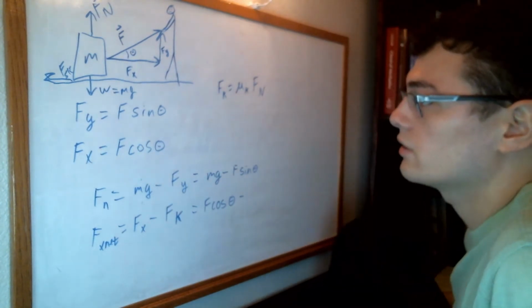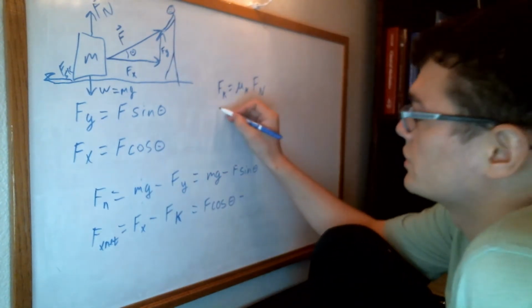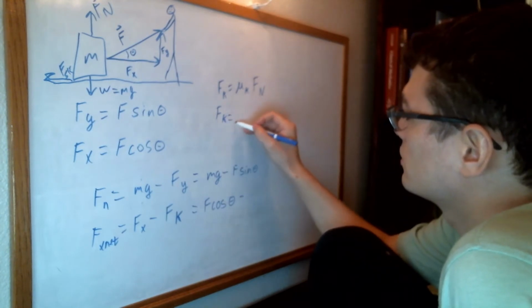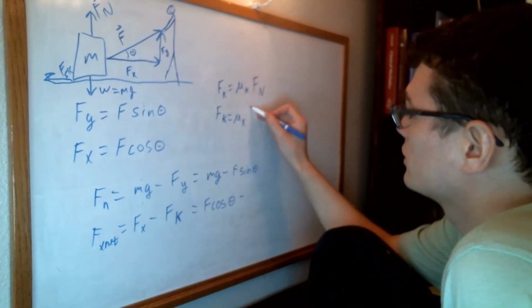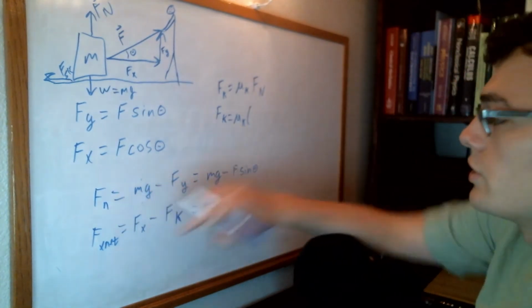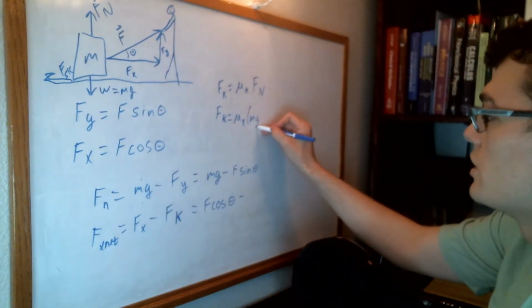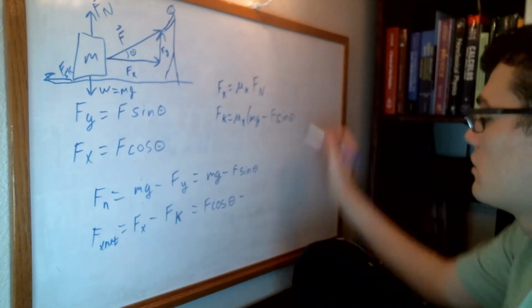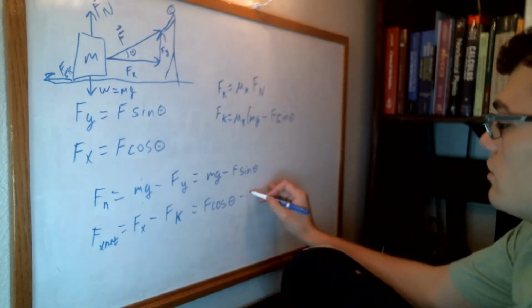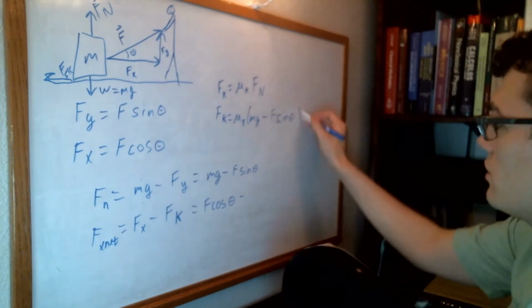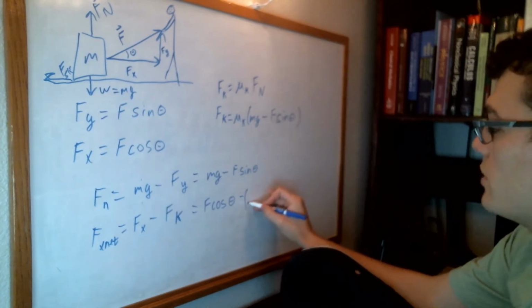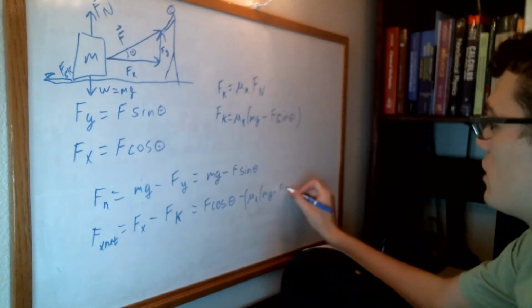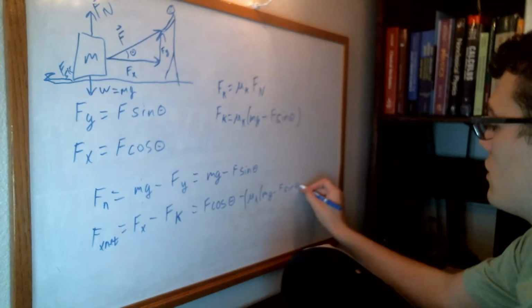And so then this frictional force is denoted here. So Fk is going to be equal to mu of k times Fn. Well, we already determined that Fn is equal to mg minus f sine theta. And so then we can write that here. And so this will then be mu of k times mg minus f sine theta.